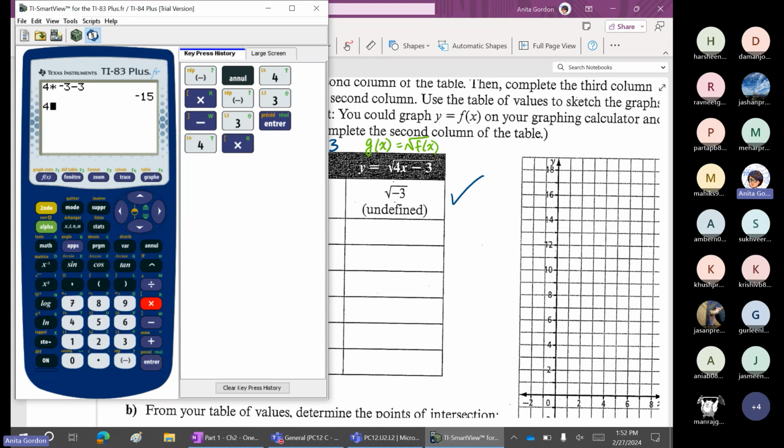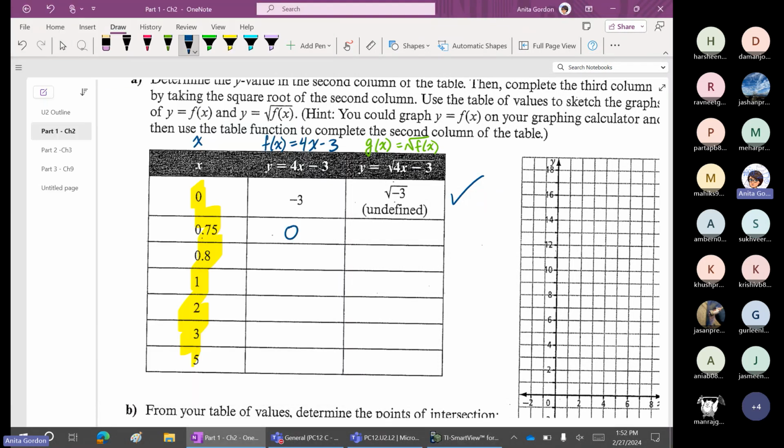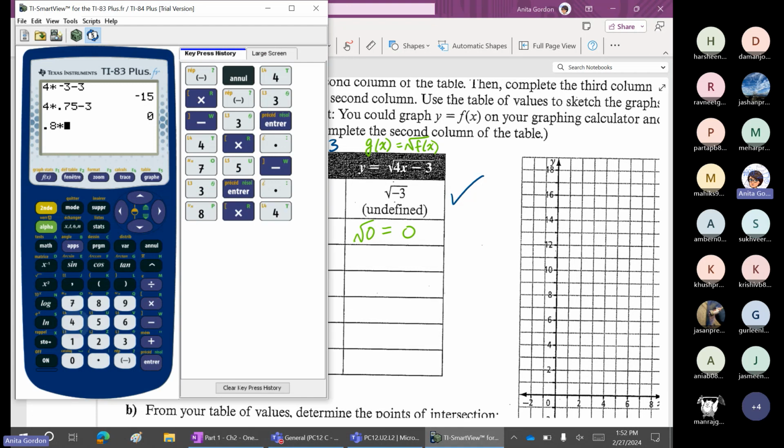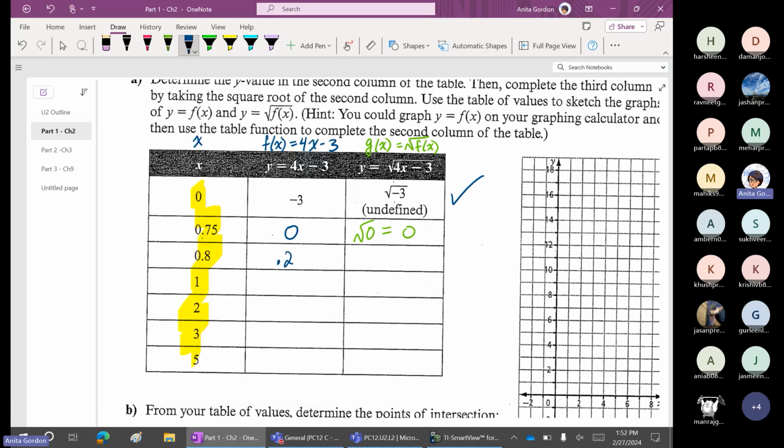So 4 times 0.75 minus 3, that's going to give me a y value of 0. The square root of 0 equals 0. Same thing, 0.8 times 4 minus 3 gives me 0.2 on my original graph. Or you can, if you want to, write it as a fraction, 1/5. Doesn't matter to me in this case. So the square root of 0.2 is approximately 0.45.